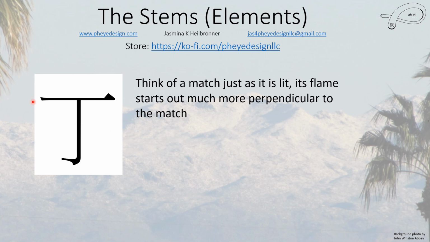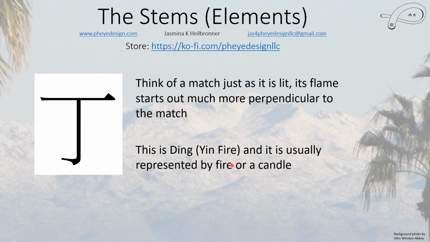This is like when you just strike a match and the flame is just starting. And this is Ding, that's yin fire, and it usually is represented by either fire, like as in a blacksmith shop, or a candle. Now, this fire is meant to take metal and shape it into something useful. So this is one of the more important characters in terms of being able to, let's say, shape the world.